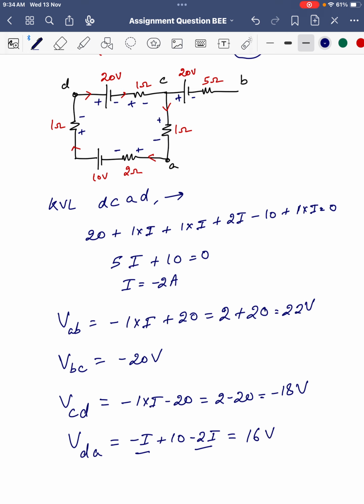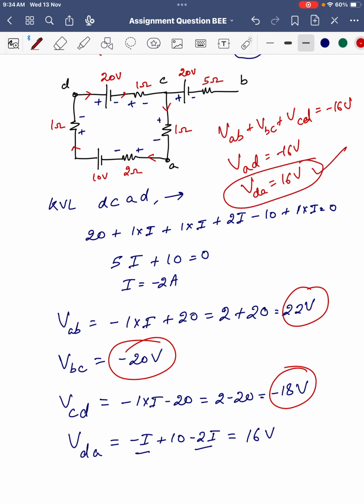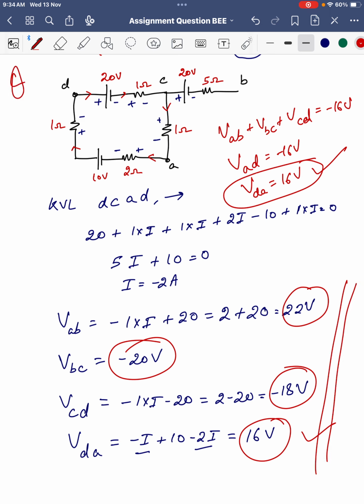Right. Let us verify that. If we add this value of VAB plus VBC plus VCA CD, it will be coming around. So 22 plus minus 20, that is 2. Then this minus 16. So we get it minus 16 volts. And VAD is minus 16 volts. Similarly, VDA is equals to 16 volts. So that should be the answer, 16 volts, and here we are also getting 16 volts. So these four are the answers of this question number 2.